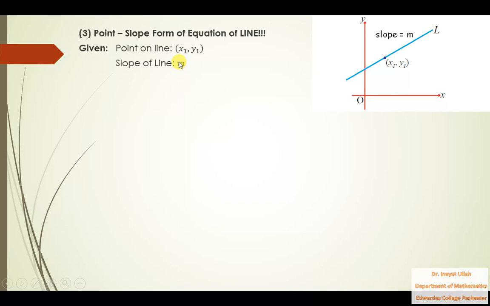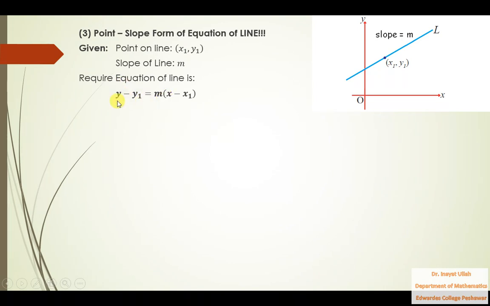These two will be given to us. So whenever a point and slope is given, how could we find the equation of the line? The required equation of line is y minus y1, this second value, is equal to m times slope times x minus x1. We can say that y minus the second value of this ordered pair is equal to m times x minus the first value of this ordered pair.